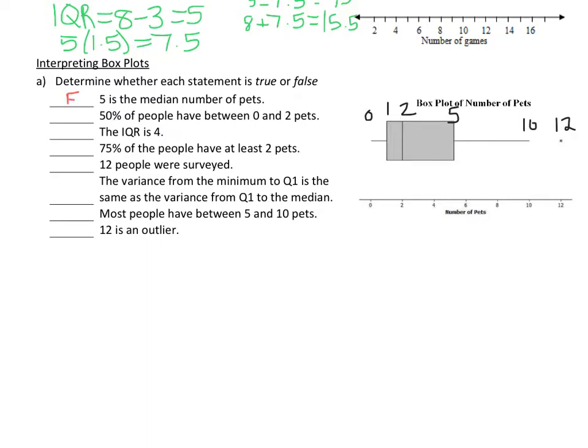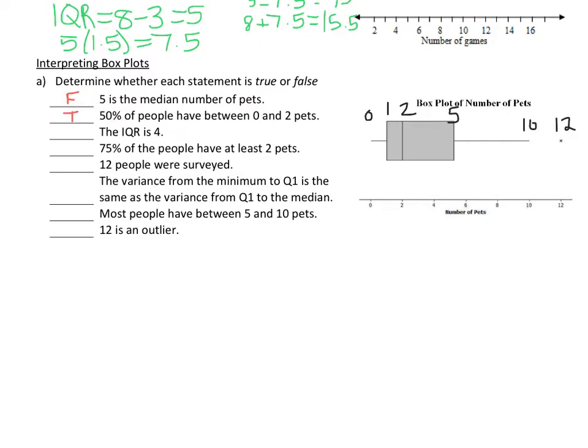50% of the people have between 0 and 2 pets. Remember, each quartile is 25%. So this is 25%, and from here to here is 25%. So from 0 to 2, there is 50% of the data. So yes, that is true.